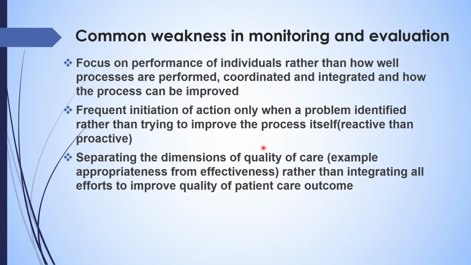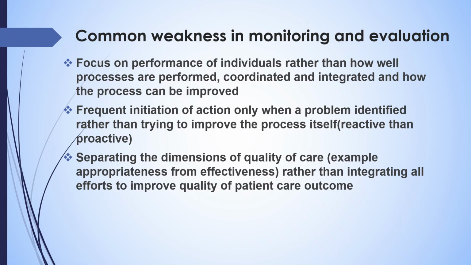So when a problem happened and you are working on it, that's a reactive way of action. But proactive means you are trying to find out what can go wrong in this process, and then you are fixing it before the issue happens, like near misses or anything, that failure mode effect analysis. So you are looking into all the processes, what can go wrong in all these processes, and fixing that issue. That is called proactive approach. So reactive approach is the weakness in quality management, in monitoring and evaluation.